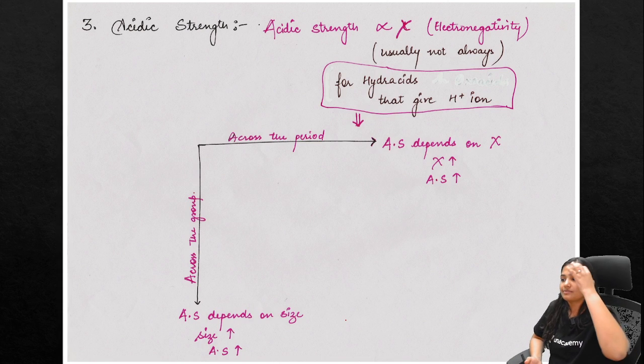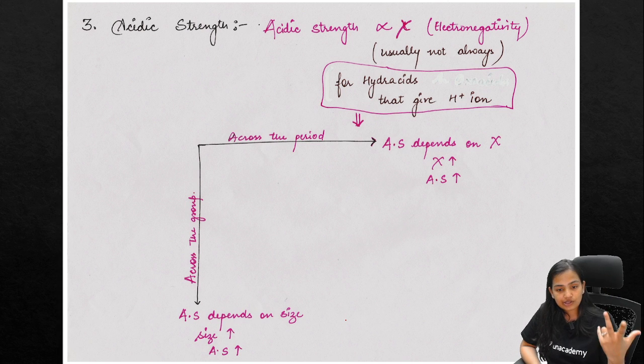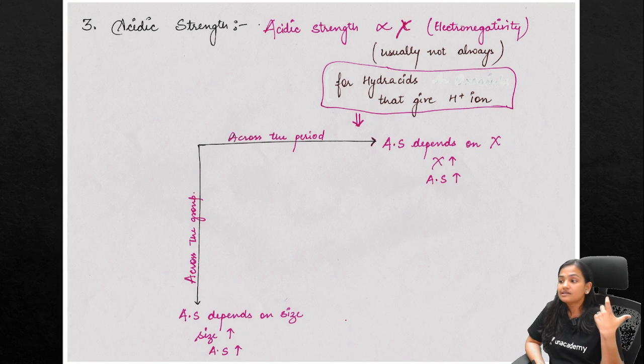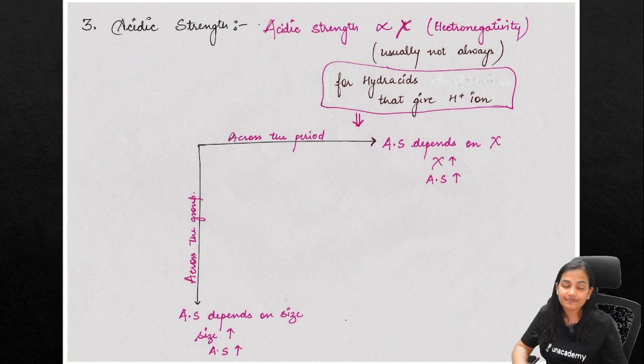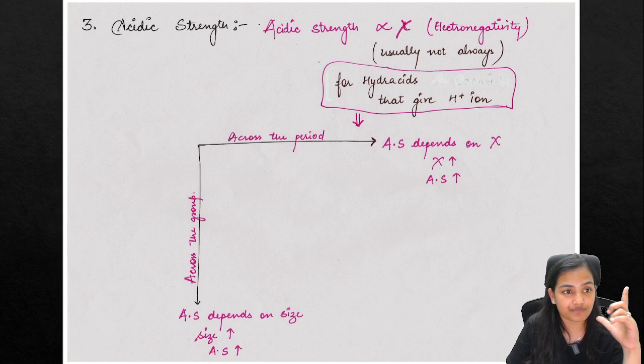So we have learned two things: first nomenclature, and second their ionic or covalent character. Now here comes the acidic strength.